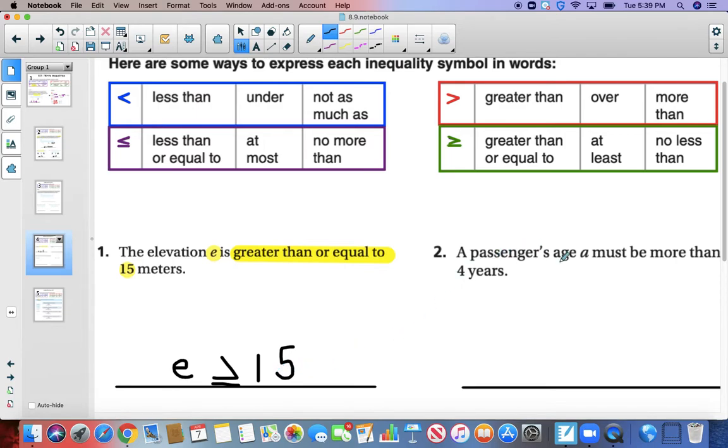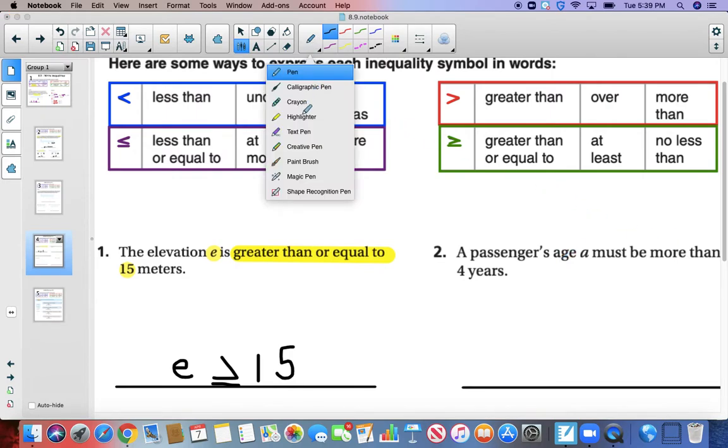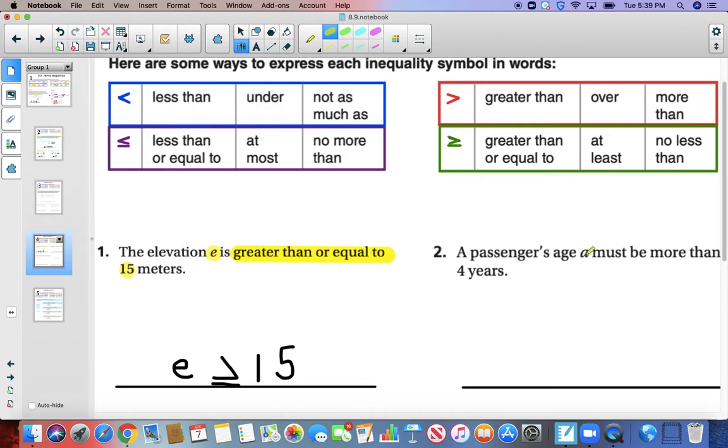Okay, a passenger's age A must be more than 4 years old. So someone's age has to be more than 4 years of age. So let's look up here, find your more than, perfect. So we know we're going to be using this symbol. And what is more than? Who does the alligator want to eat? Well, the passenger's age, A, has to be more than 4.